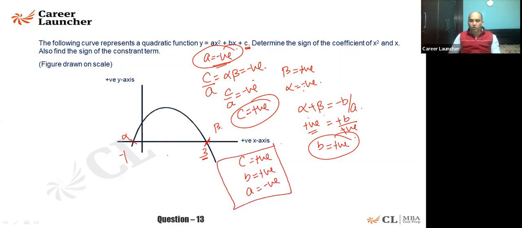Is that fine? All of you, please ask. Feel free, ask me if there is any doubt. Sambhav Jain, Kunal, Ananya, which is the last part? You are talking about the sum of the roots?